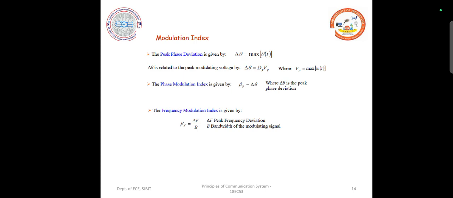So we'll also try to now summarize the things that we discussed. The peak phase deviation is given by delta theta, which is maximum of theta. Delta theta is basically related to the peak modulating voltage by delta theta is equal to dp into vp, where vp is the maximum modulating signal voltage. Phase modulation index beta p is delta theta. Frequency modulation index is given by delta f divided by b, where delta f becomes the frequency deviation, b is the bandwidth. So normally we can write it as 2fm.